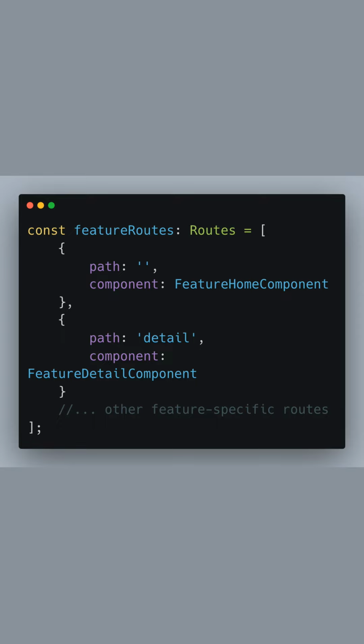The featureRoutes array contains the routes specific to the feature module. The first route with path set to an empty string represents the default route for this module. Here, we need to have components, such as FeatureHomeComponent, that'll be loaded when the empty path is activated. We can also define more routes, like the detail path, which will load the FeatureDetailComponent. Each route's component will be displayed when the application's URL matches the specified path.